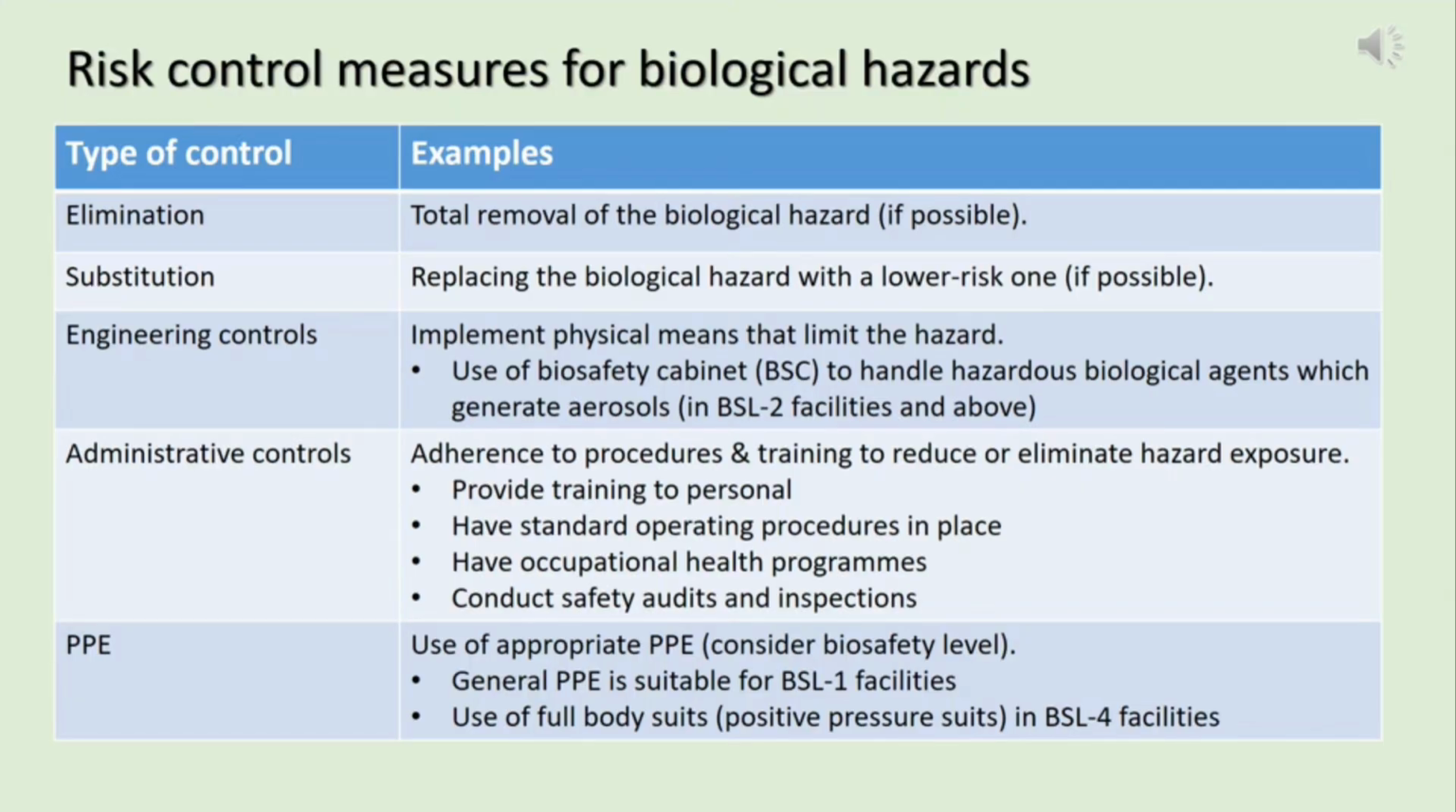Some facilities or companies may have occupational health programs. That means, let's say in a certain laboratory, you have people who need to work with very hazardous biological agents. You can have an occupational health program for these people. That means you can provide vaccines or immunization for the agent that they are going to handle, and you can conduct routine medical checkups to see whether they have any infections or whether they have any exposure to the biological agents that they are handling. This is what I mean by occupational health programs.